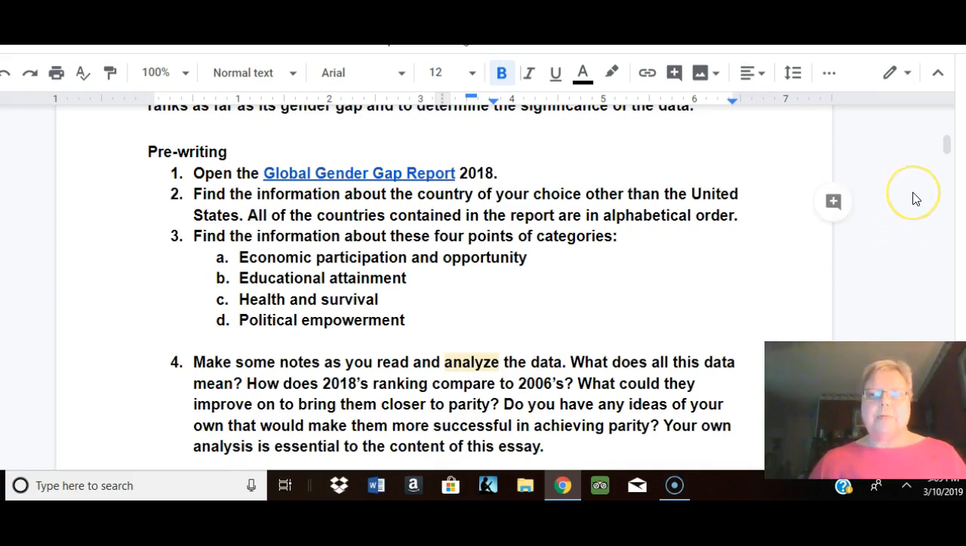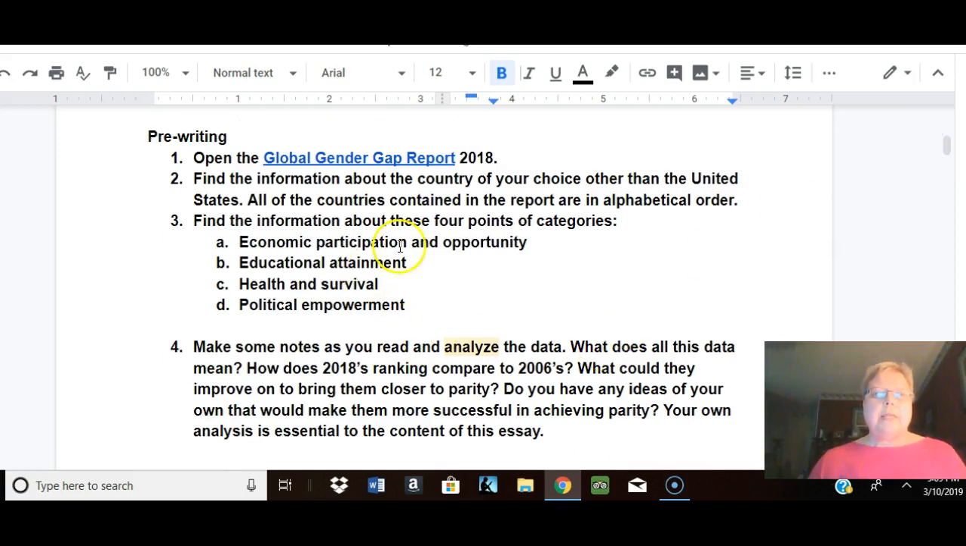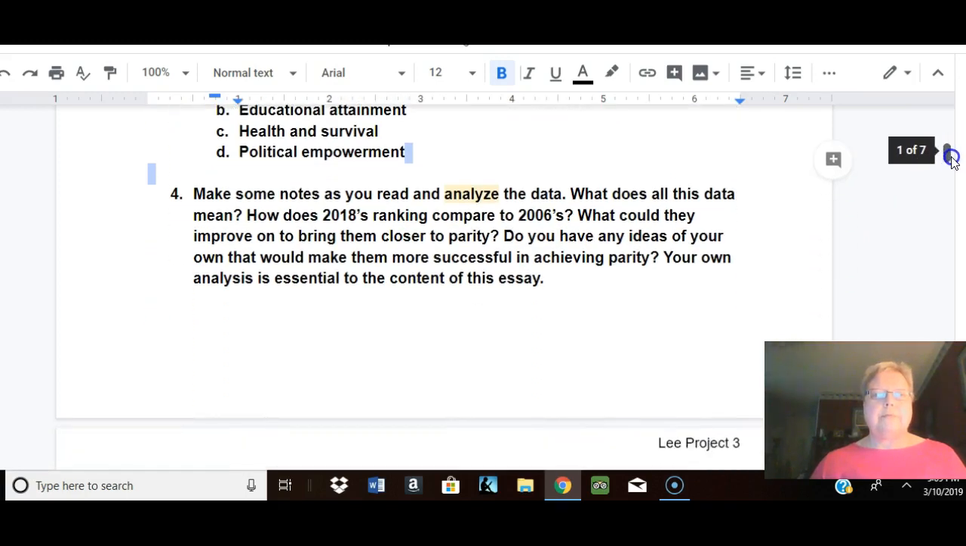And so you'll be able to look at whichever country you pick and see how they rate as far as being ranked overall and for different information. The information is organized into 4 major categories: economic participation and opportunity, educational attainment, health and survival, and political empowerment. So for each one of those, you're going to be writing a body paragraph about that data. These are further broken down into subcategories that you can find even more information from, and that's where you're going to get the bulk of the information.